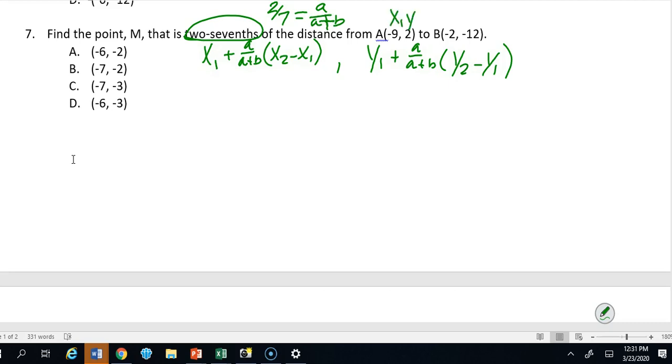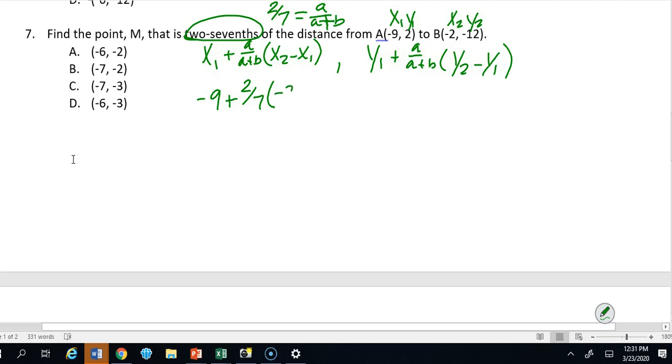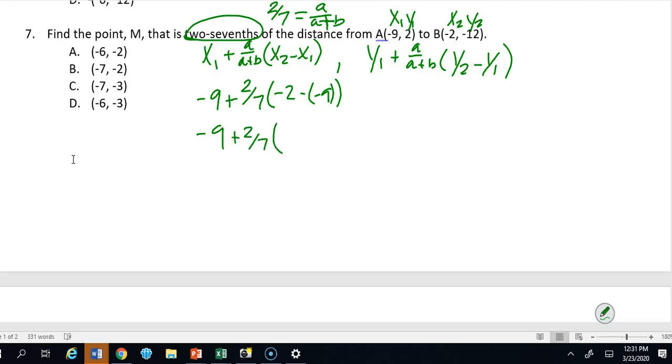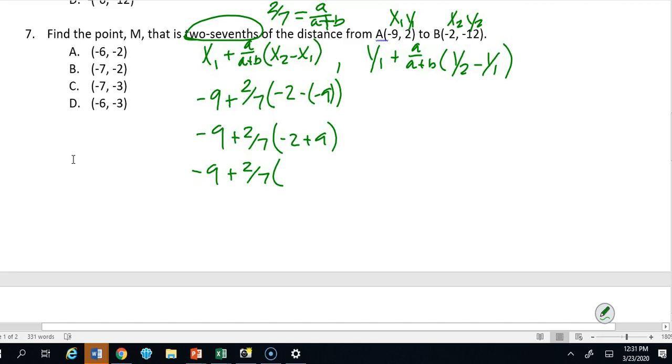Again, this is our x1, y1. This is our x2, y2. So let's go ahead and populate this formula then. So when we do this one, we get negative 9 plus 2/7 of negative 2 minus negative 9. So this is going to be negative 9 plus 2/7 of negative 2 plus 9. So this is going to be negative 9 plus 2/7 of 7. So that's negative 9, 2/7 of 7, that's going to be 14 divided by 7, which is 2. So, sorry, I'm supposed to put a plus there. Plus 2, so this is going to be negative 7.